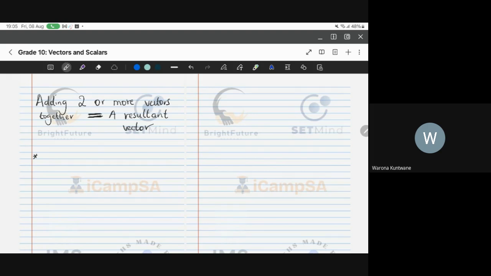So let me define a resultant vector, then we can start making examples. It's basically a single vector that has the same effect as all the other vectors combined. I'll show you what that means.